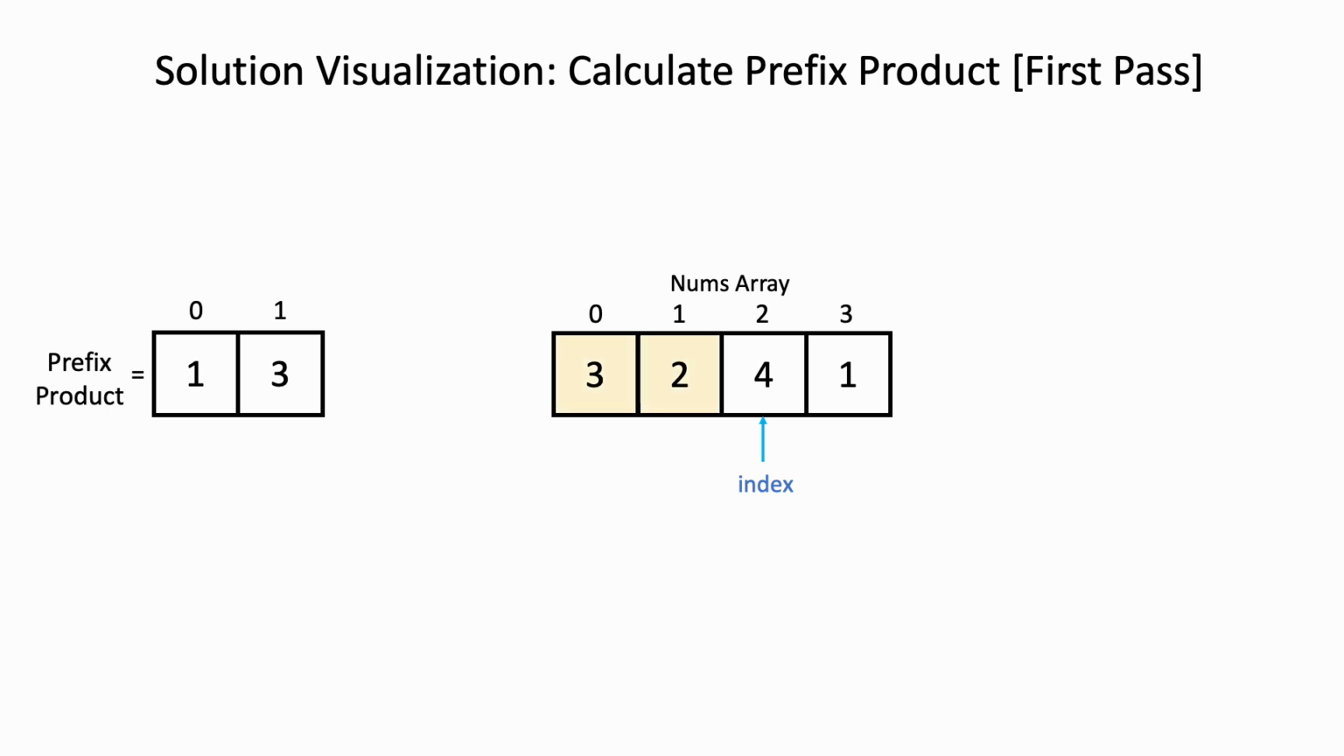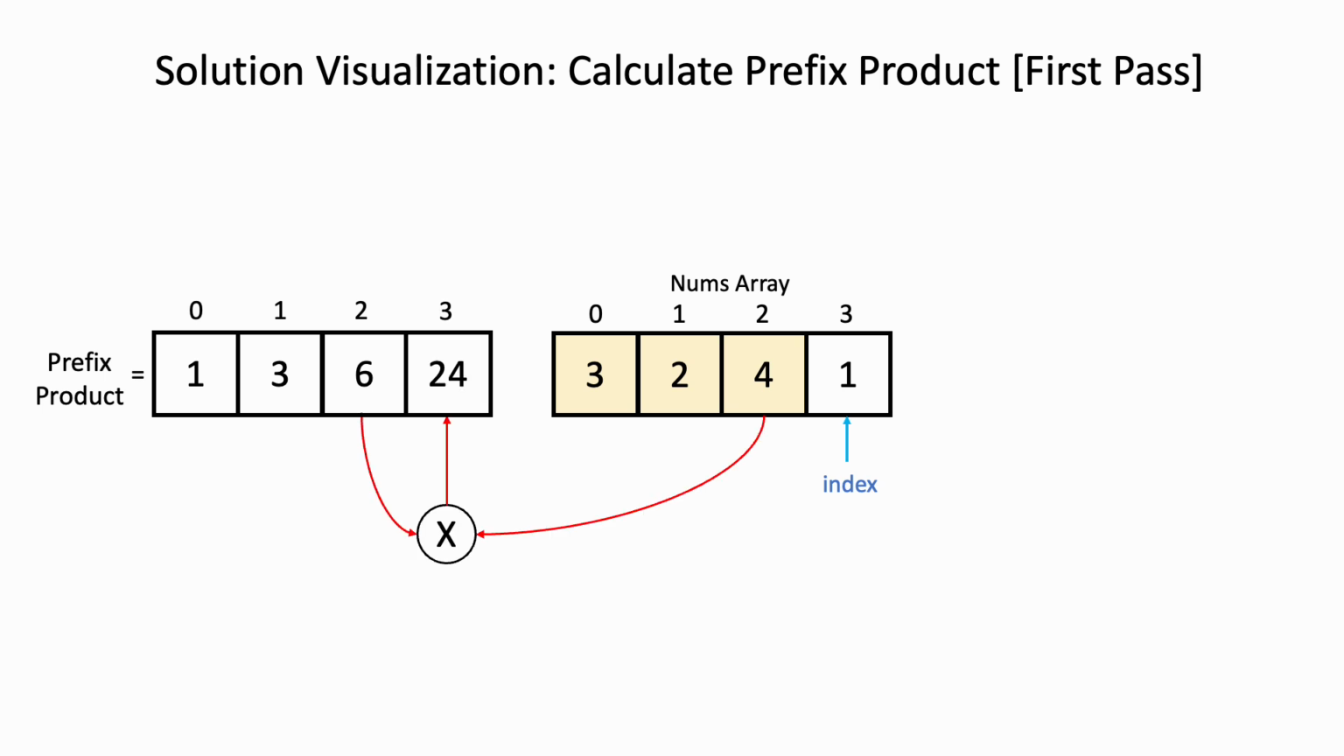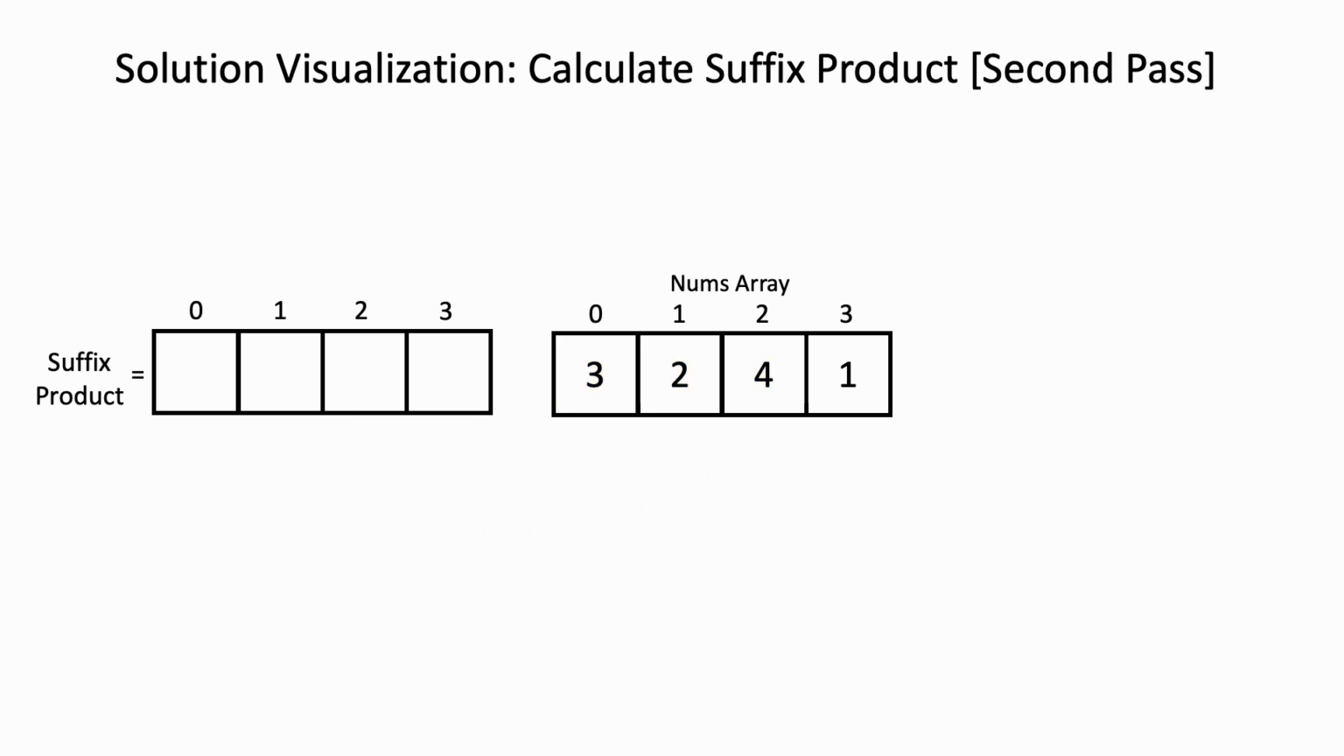Now the prefix product is 3 into 2, which is 6. So we can calculate the prefix product by selecting the last element of the prefix product array and multiplying it with the element at index -1, which will be 6, and we append it to the prefix product array. We increment the index pointer. Now the prefix product is 3 into 2 into 4, which is 24, and we append it to the array.